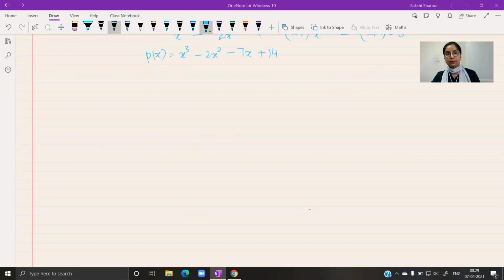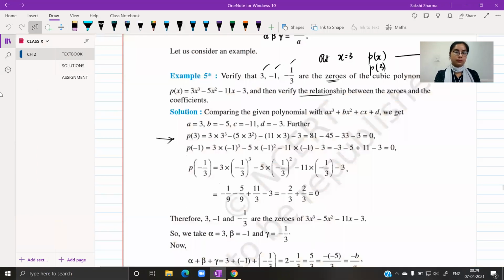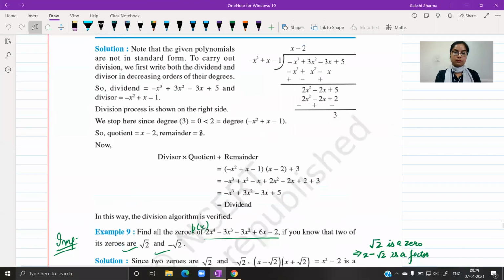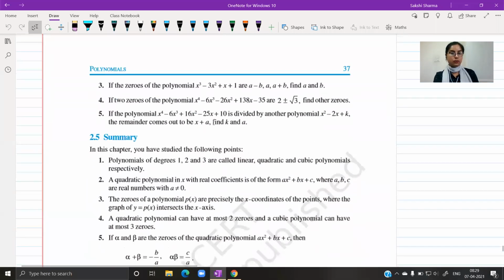Question number 3. If the zeros of the cubic polynomial are a minus b, a and a plus b, find a and b. So these are the zeros. That means alpha is a minus b, beta is a, and gamma is a plus b. You have to find out the values of a and b.